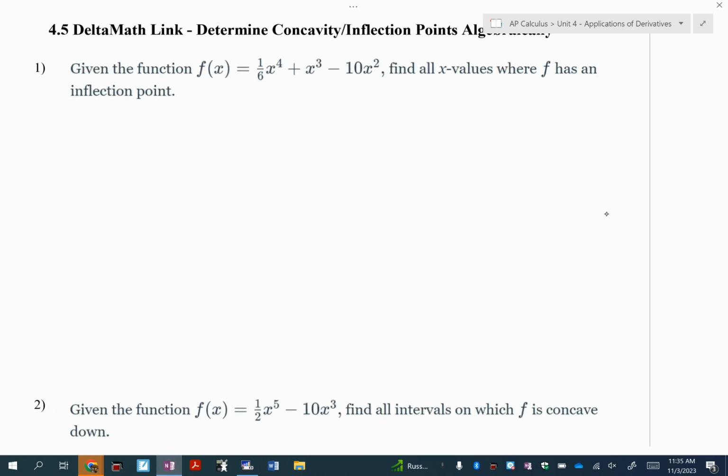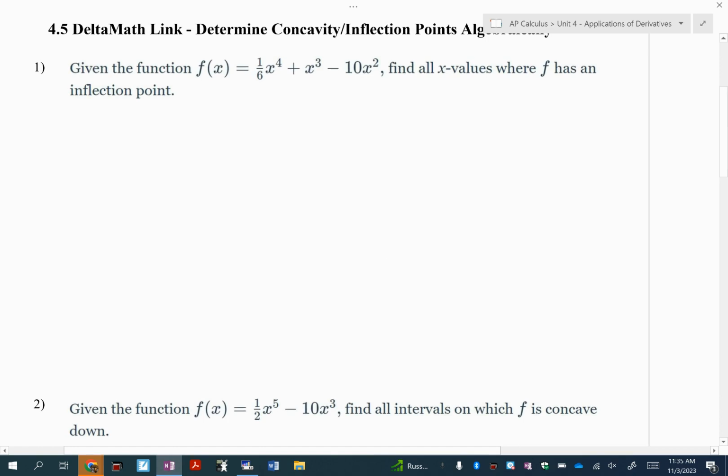Okay, so we have a function f of x. And this question is saying to find x values where the function has inflection points. Now, the way you're going to do this is you're going to first figure out the concavity, the intervals on which this function is concave up and concave down. Because where your function changes from concave up to concave down or vice versa, that is called an inflection point. All right, so all the work is going to be the same, just the conclusions at the end will be a little bit different. Okay?